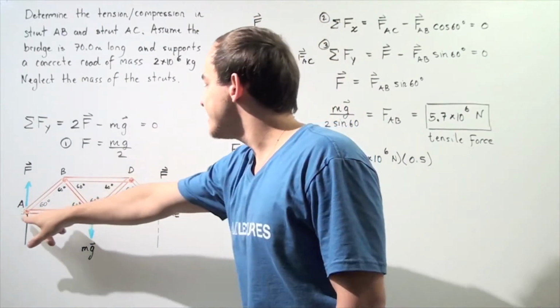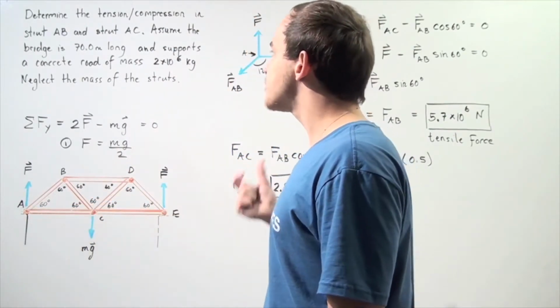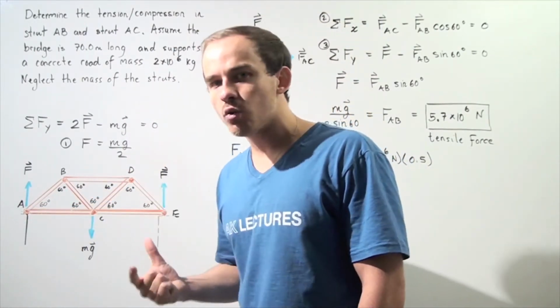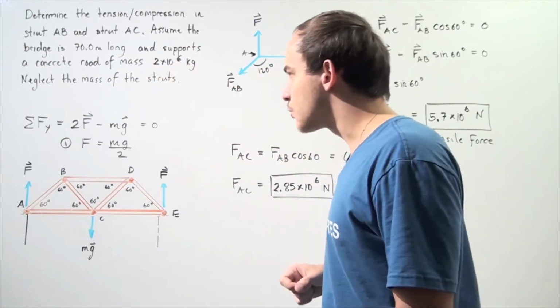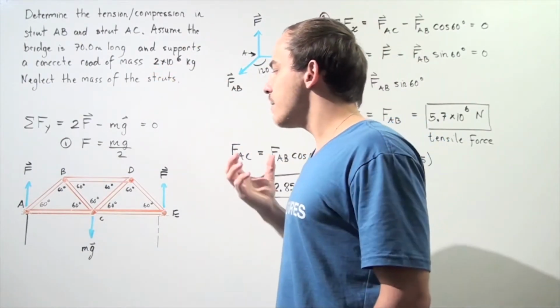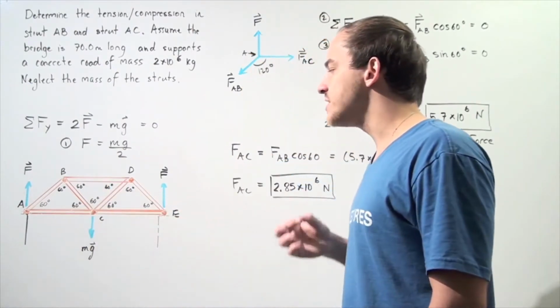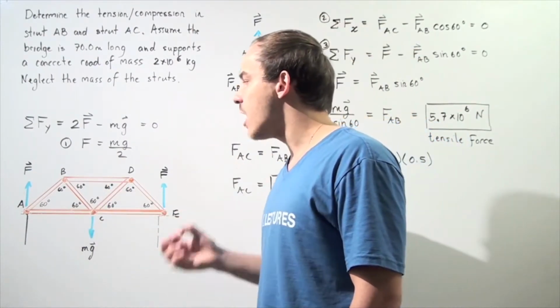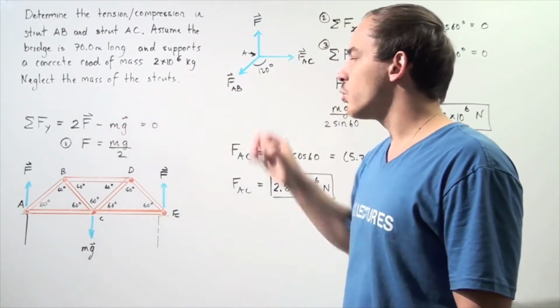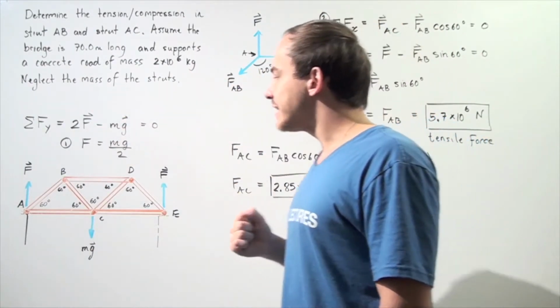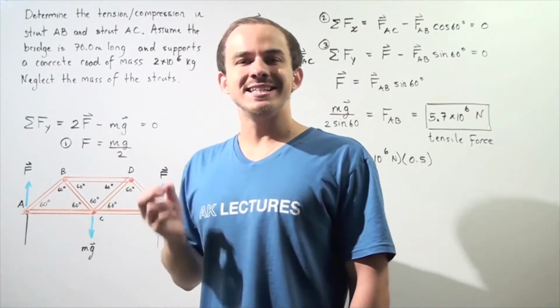Assume the bridge is 70 meters long and supports a concrete road of mass 2 times 10 to the 6 kilograms. So because the mass of the concrete road is much higher than the mass of the struts, we can neglect the mass of the struts. In other words, we assume that the mass of the struts is 0.